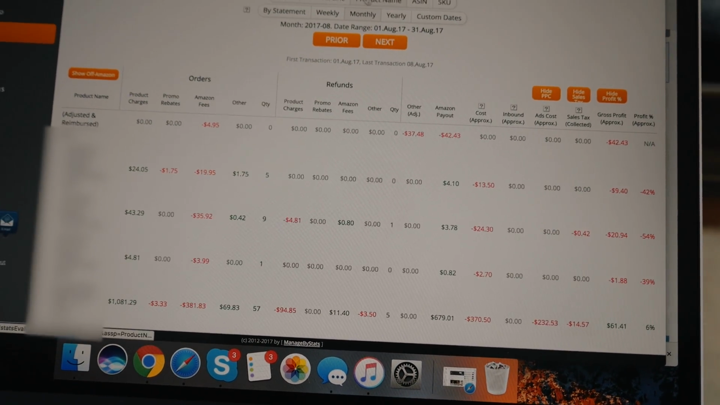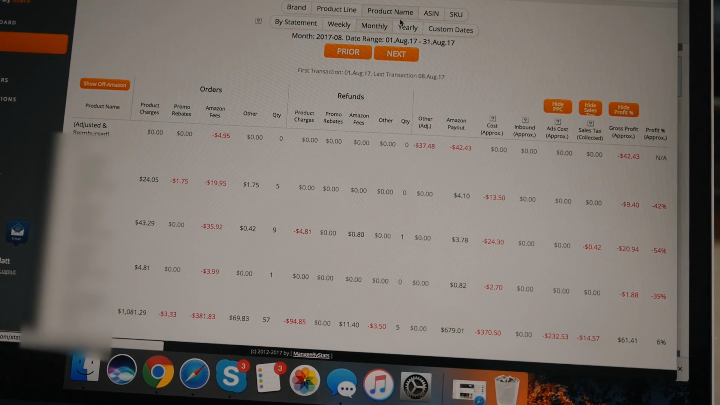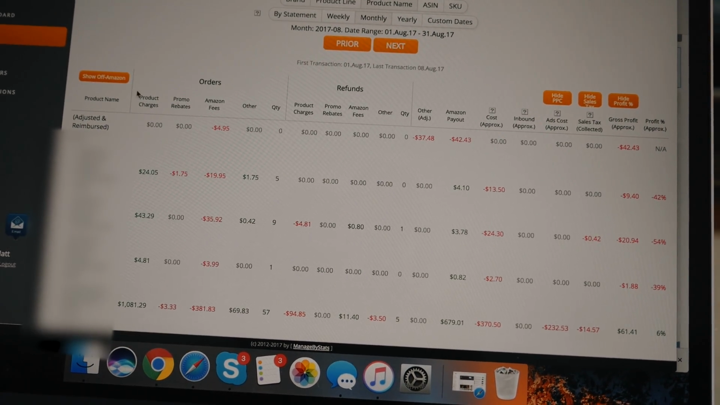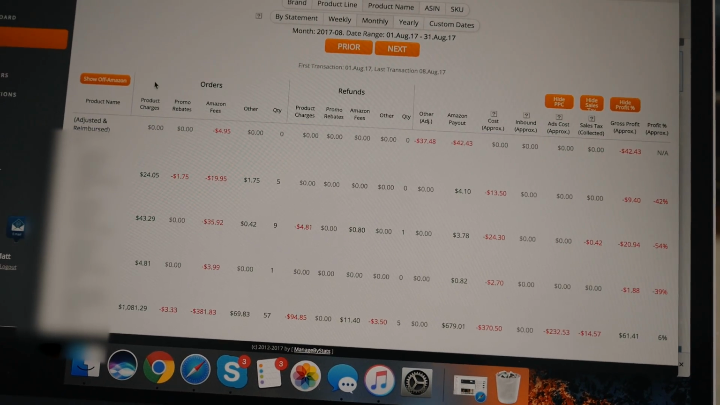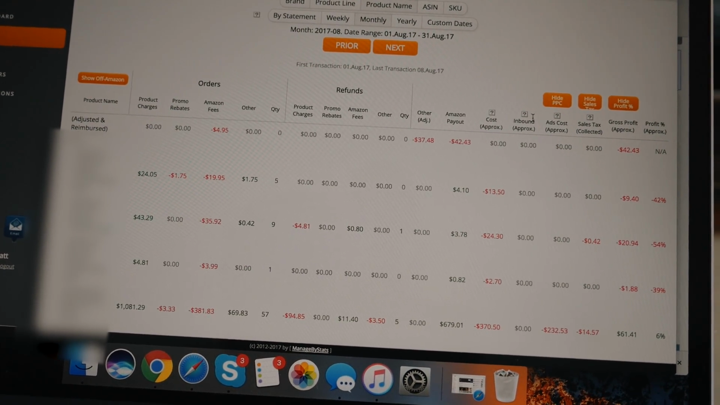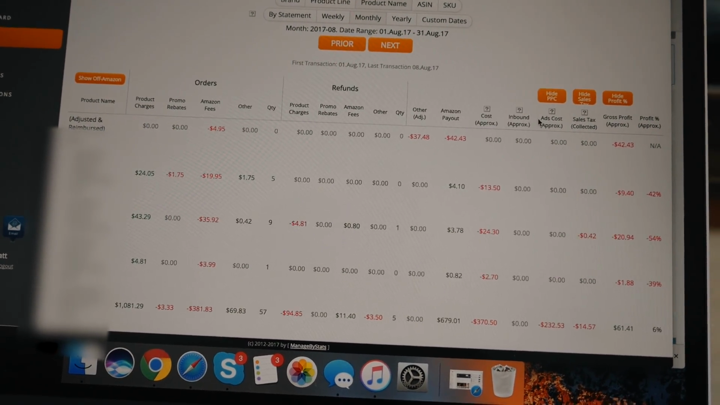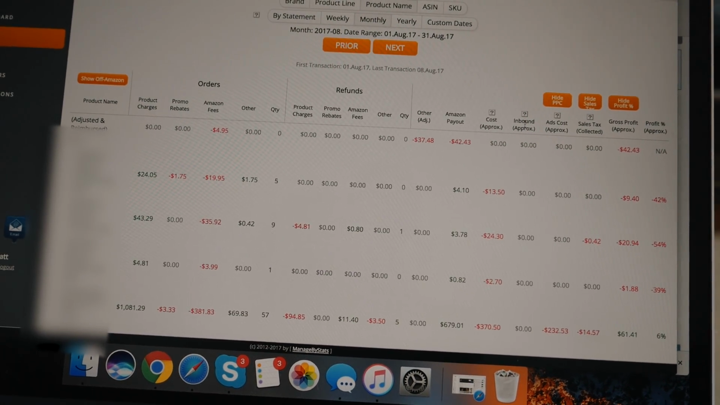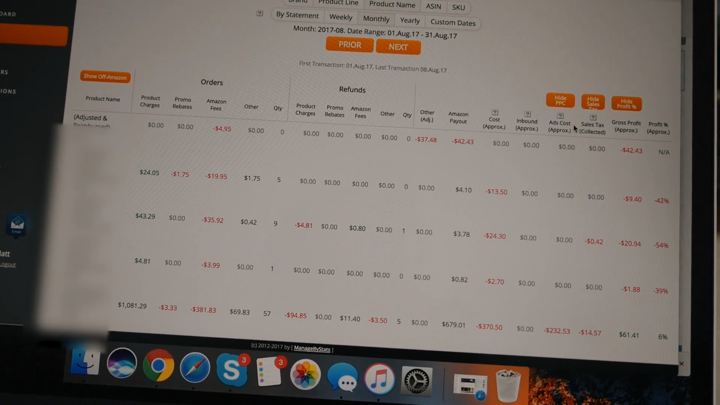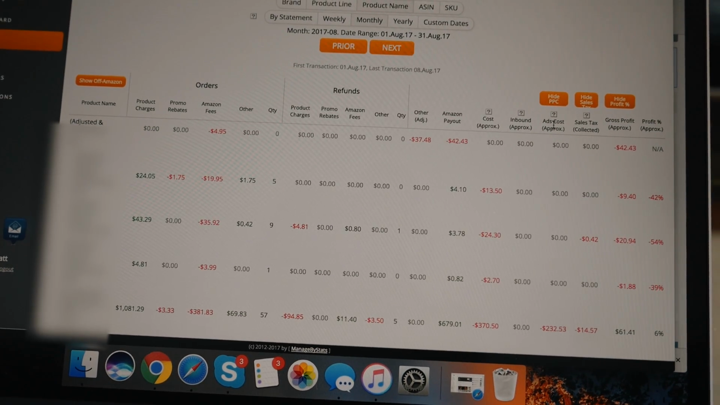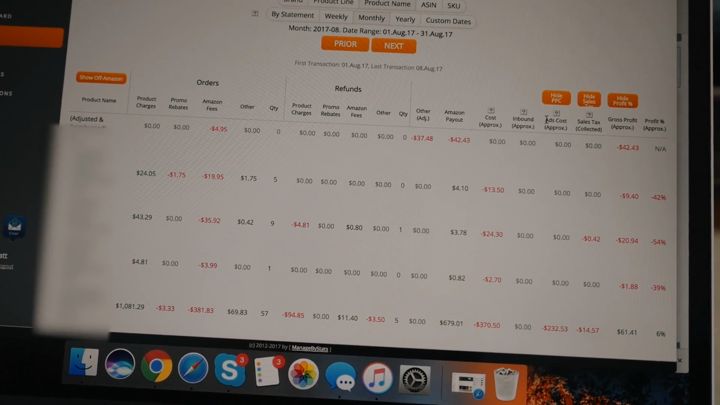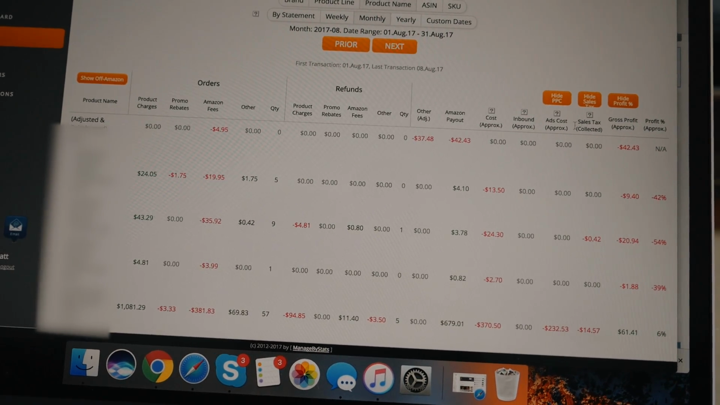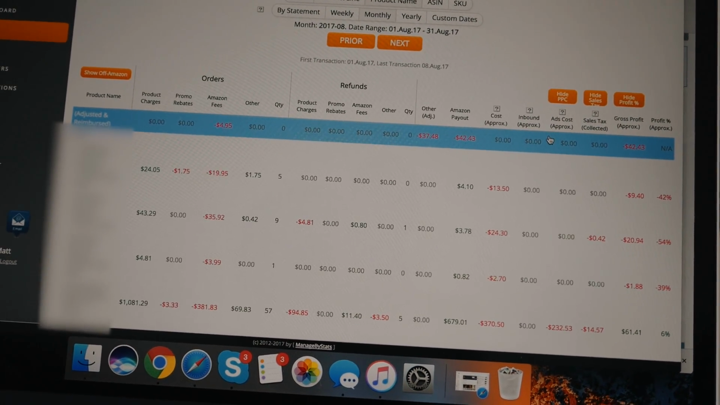So this is my main statistics panel within Managebystats. You can go up here and sort by whatever you want. Obviously I'm blocking this out, but it has product name, product charges, breaks it down, all the different fees, all the different costs. You have to input this, including inbound shipping, things like that. So it's definitely not 100% perfect because your inbound shipping charges might vary a little bit based on how many you send in at a time. So this is really just a rough overview.